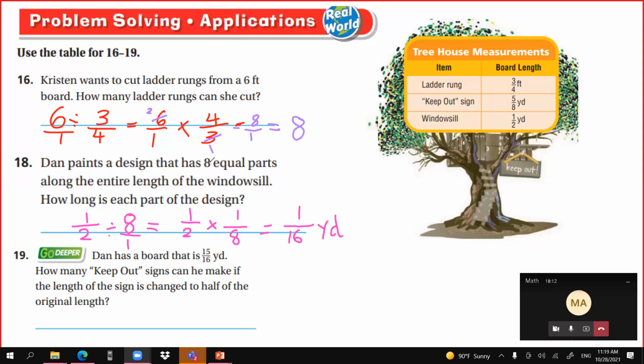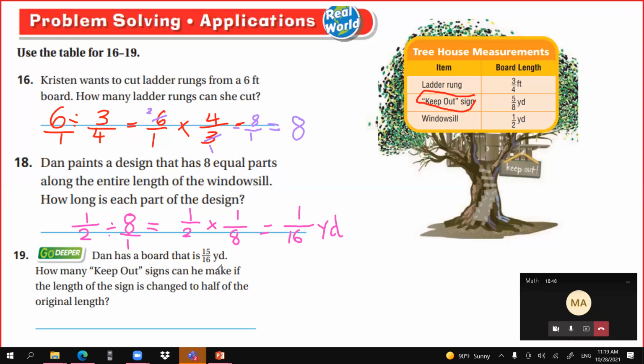The third one, number 19, Rafif. Yes, Rafif. Dan has a board that is 15 over 16 yards. How many keep out signs can he make if the length of the sign is changed to half of the original length? So he has a board. He can bring it from the market. Its length is 15 over 16.